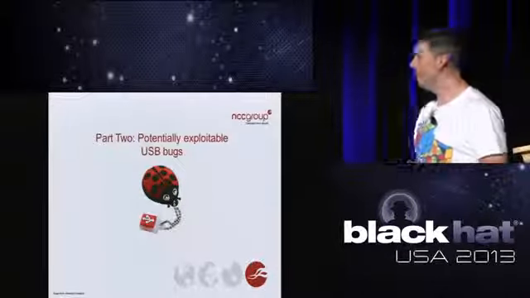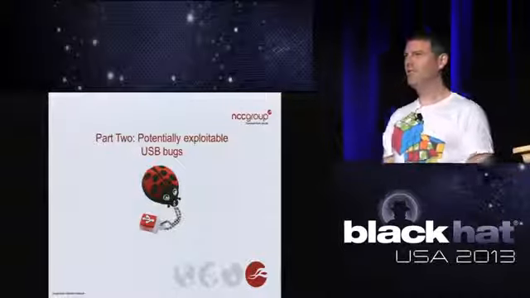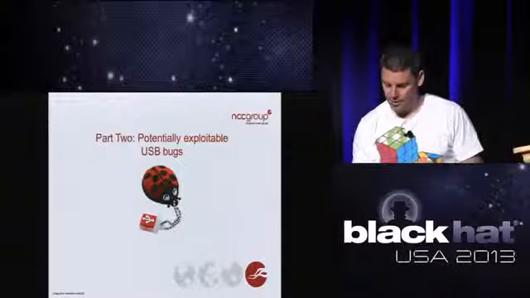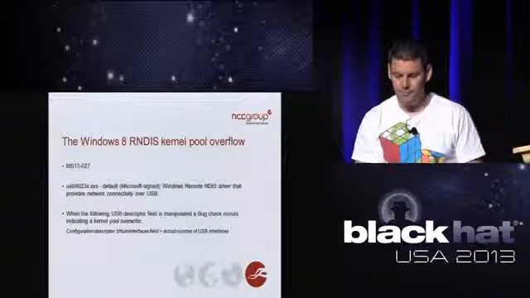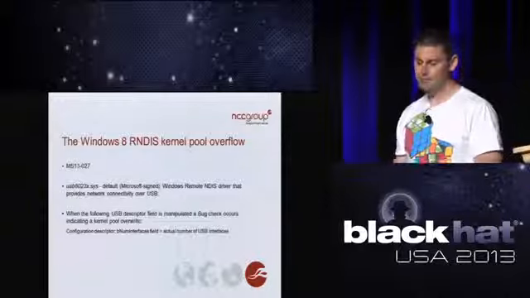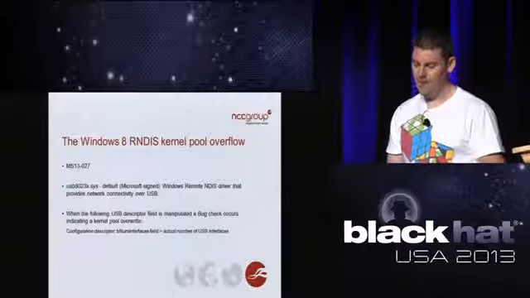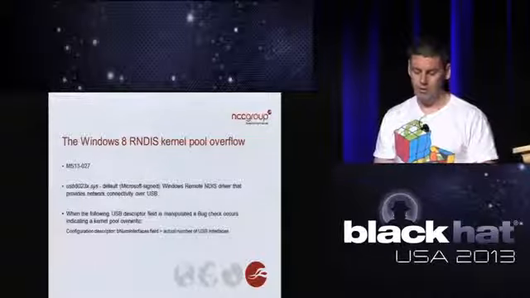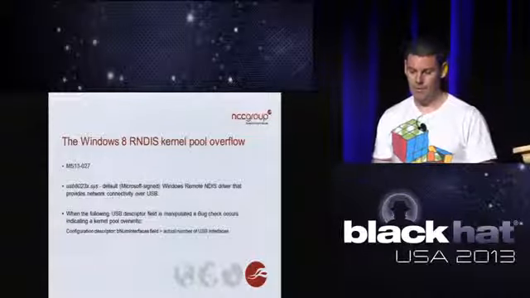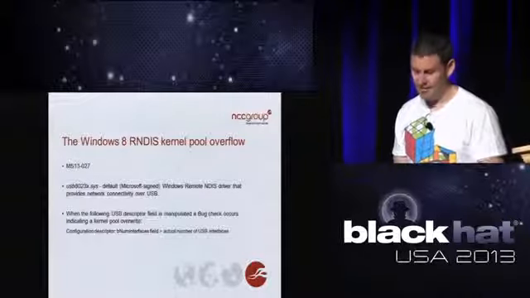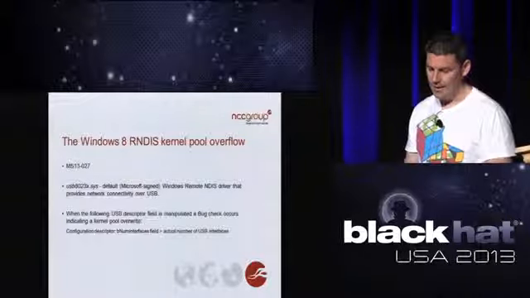Okay, moving on to part 2 then. As a result of fuzzing, earlier on in the year, I discovered a bug in Windows 8 in the RNDIS protocol. And it's a kernel pool overflow. It was patched quite a while ago, so there aren't any issues with me discussing the details now.